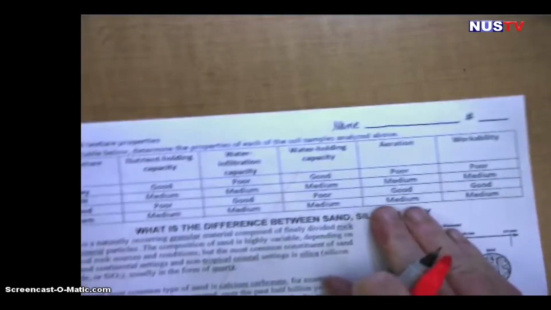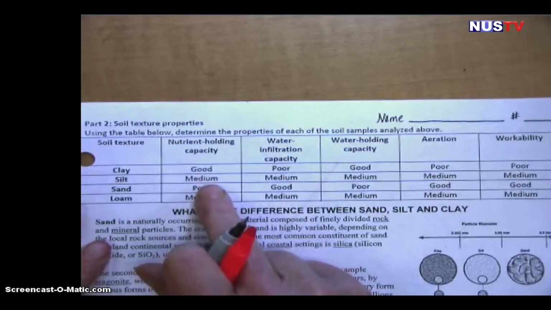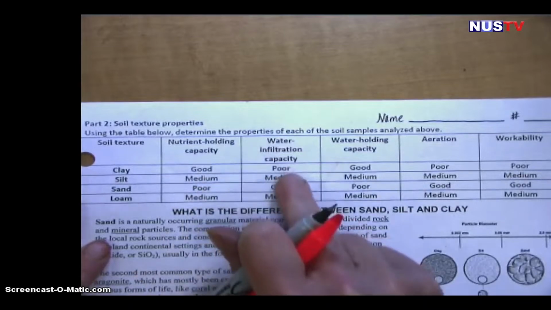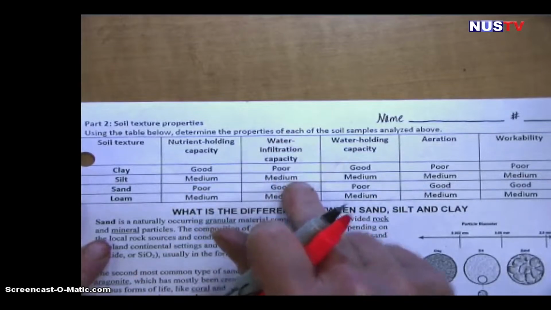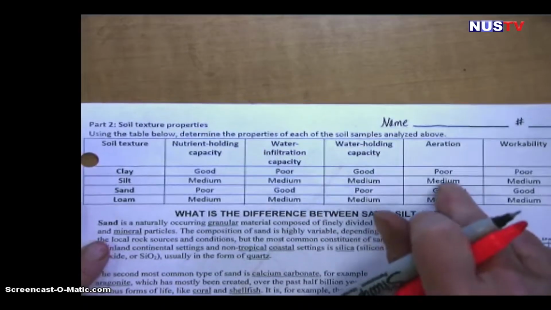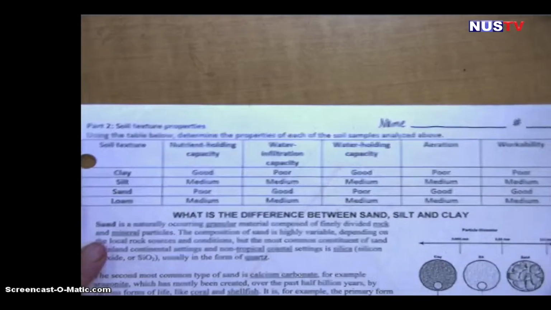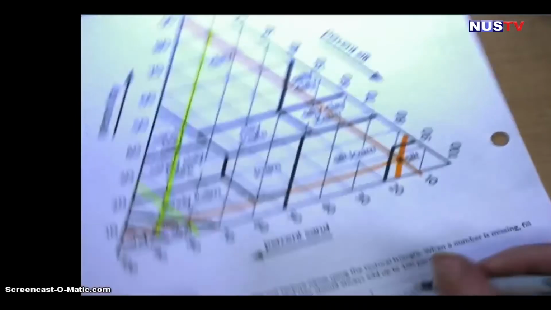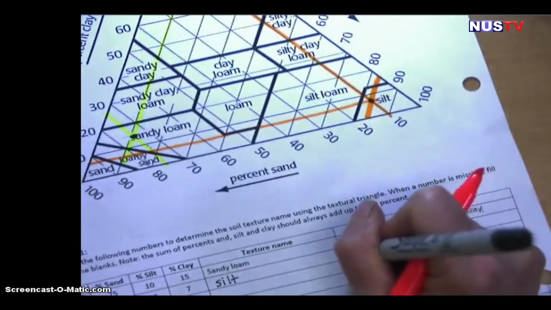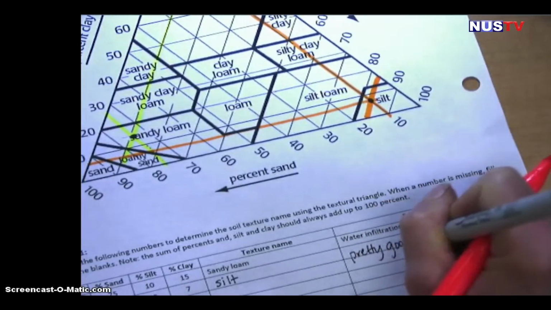Okay, so if you look at this table here, silt has medium nutrient holding capacity. It filters water pretty good. It can hold water pretty well. Aeration is the amount of pore space, so it has pretty decent pore space, and it's moderately easy to work with. So under properties, I would put pretty good all around.